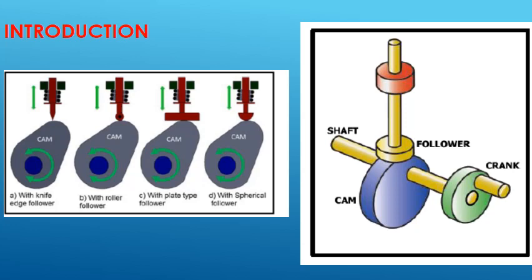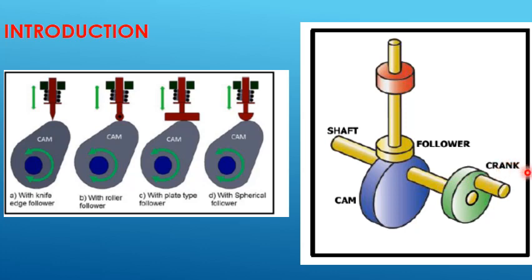There are many types of followers, and we're going to look at a few today in this exercise. A knife edge follower: you can see this is the follower, this is the cam, and that's the shaft in the middle. It's rotating, so the follower is going to go up and down. That's the knife edge follower, called knife edge because it is sharp like a knife.